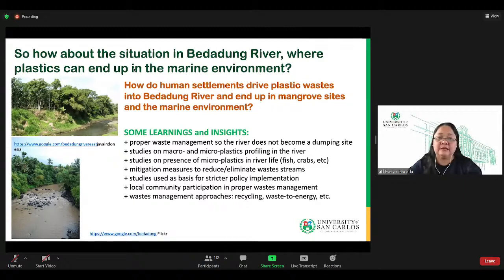So we have some learnings and insights based on our studies. And I think the Philippines and Indonesia have very similar problems as far as waste and plastic waste are concerned. So number one, proper waste management is very important so that the river does not become a dumping site. So it is very common that the rivers are the dumping sites of our waste, no? And a lot of pictures can show this as evidence.